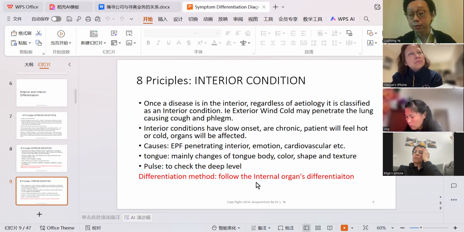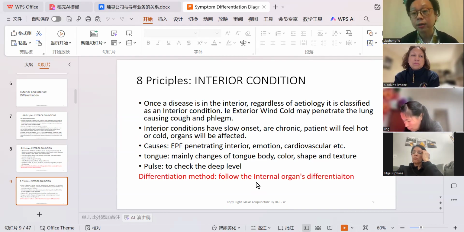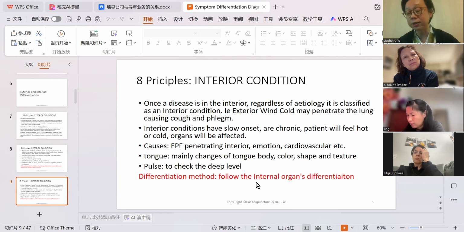Okay, so for this case, my diagnosis will be we'll need to see which one plays a major part. Meaning if there are exterior conditions, then those exterior meridians will be sensitive. The sensitivity on the yang meridian, say for example, stomachache, and then you'll find the stomach meridian still highly sensitive. That means exterior is still there.